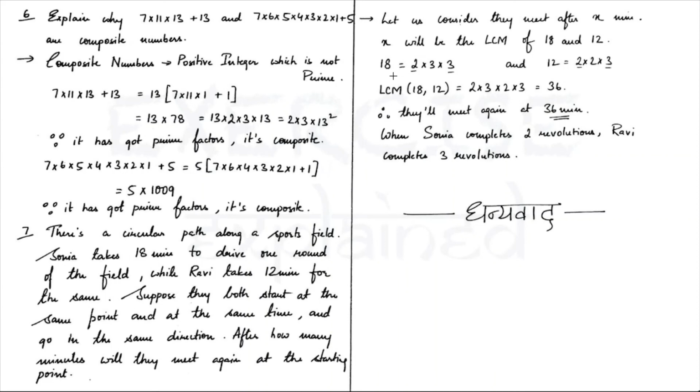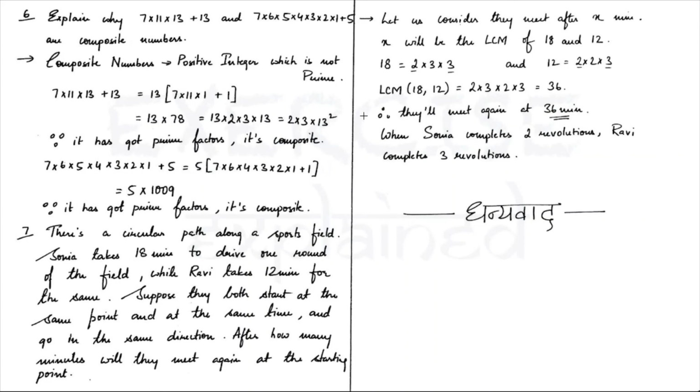So you can see I have written the prime factors of 18, that is 2 into 3 into 3, and the prime factors of 12, that is 2 into 2 into 3. Now you can see here 2 is being repeated, 3 is being repeated. So I write 2 and 3 once, and this 3 is written here and this 2 is written here. So we get the LCM as 36. So we can say that they meet again at 36 minutes.